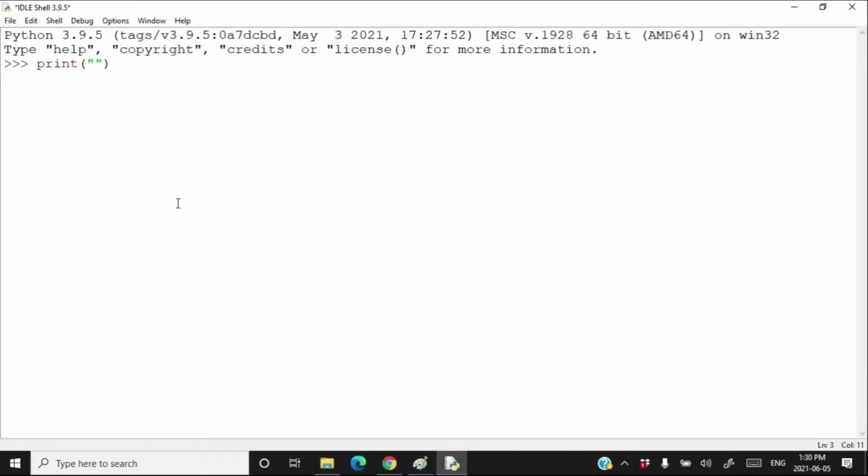Print, I'm going to print apple. Press enter, it got printed. But if I print apple with a non-graphic character inside it, that means a backspace inside it, then what will happen? This p will be erased before printing because backward slash b is backspace. Press enter and you got it.